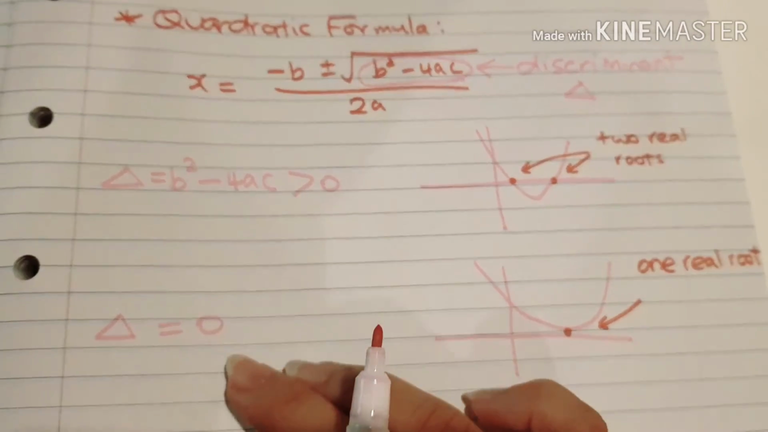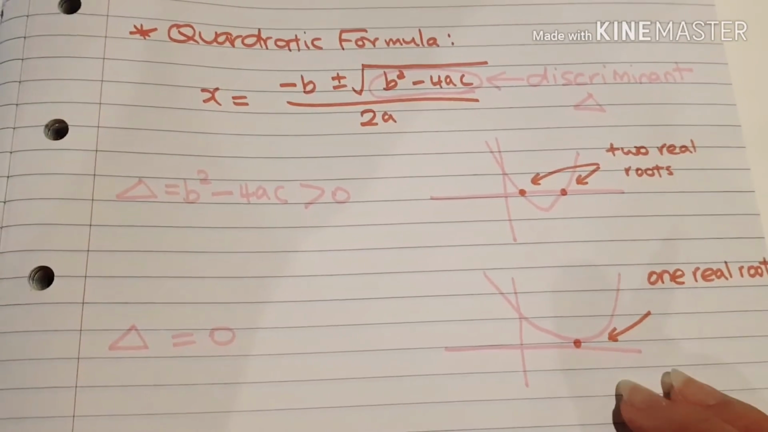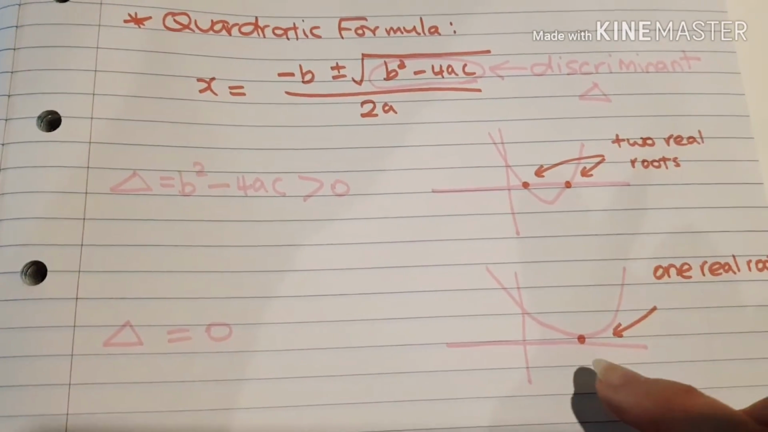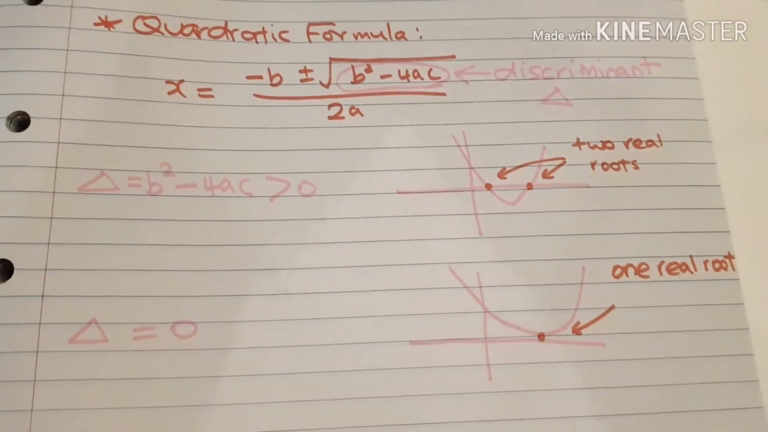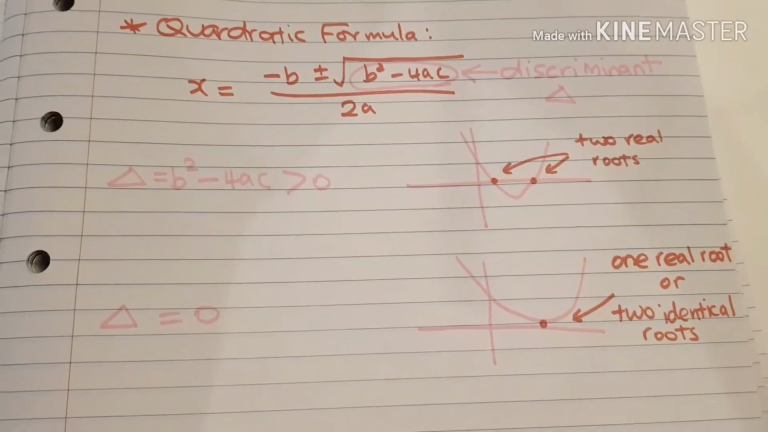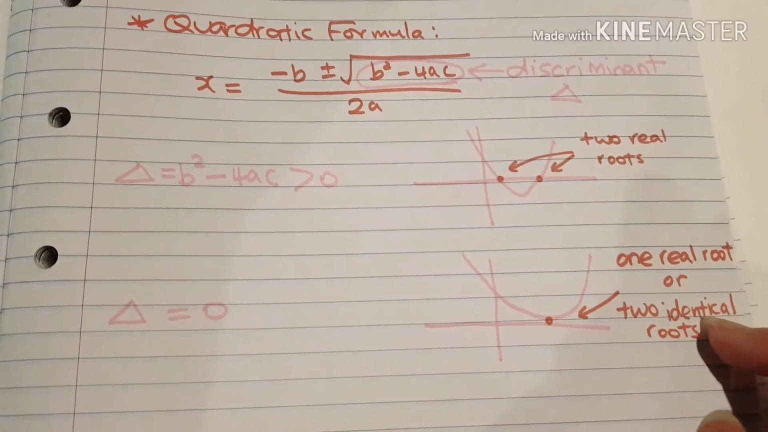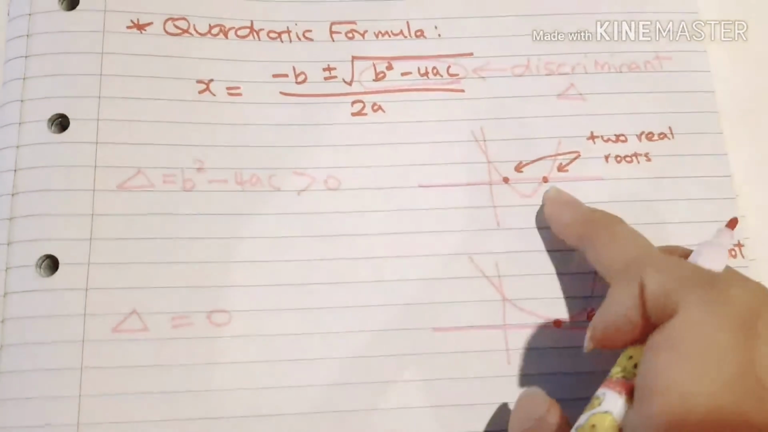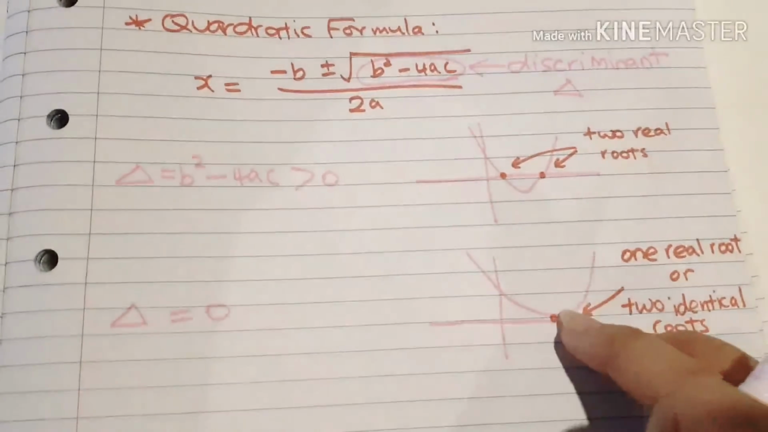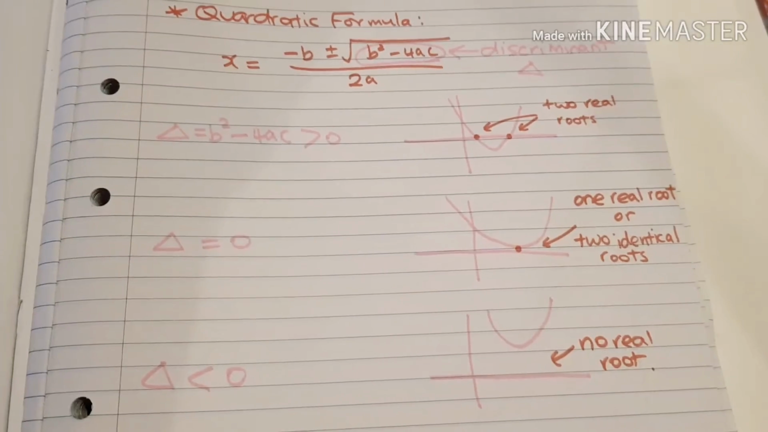When the discriminant was equal to 0, we knew that it's touching once, having one real root. Another way to say it, we have two identical roots. Identical roots means the two roots are equal, having one root.